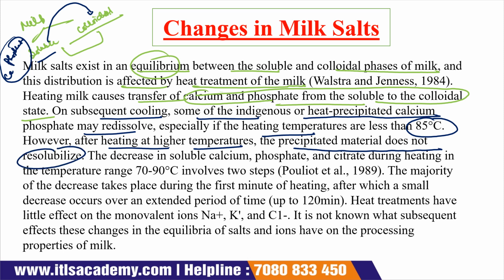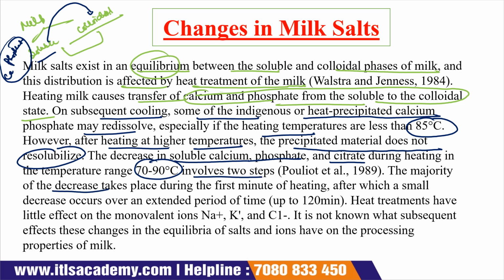However, when the temperature is high or when the milk is heated at a higher temperature, then the material which is already precipitated does not resolubilize. Then there is a decrease in soluble calcium phosphate citrate during heating at the temperature range between 70 to 90 degrees Celsius, which involves two steps.